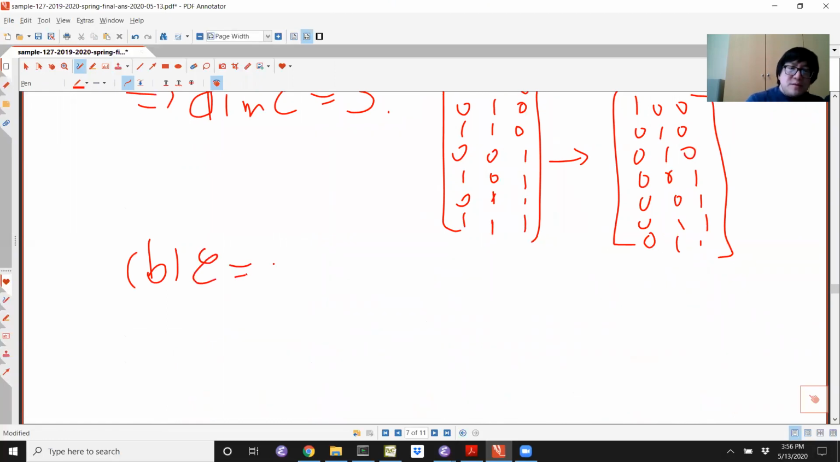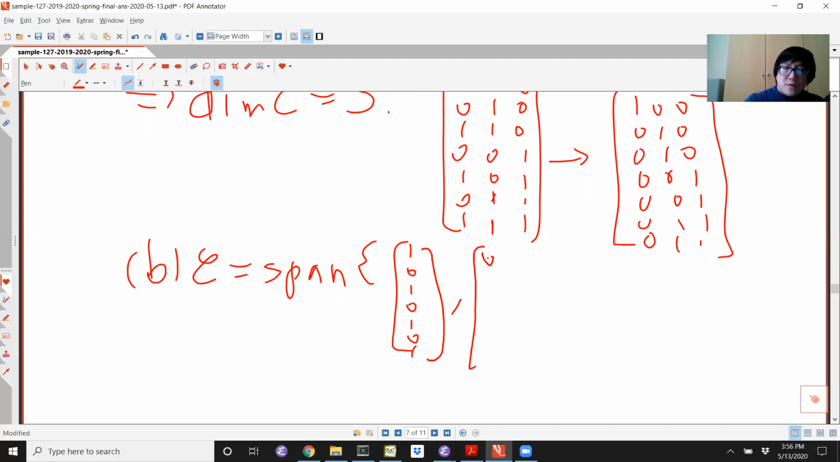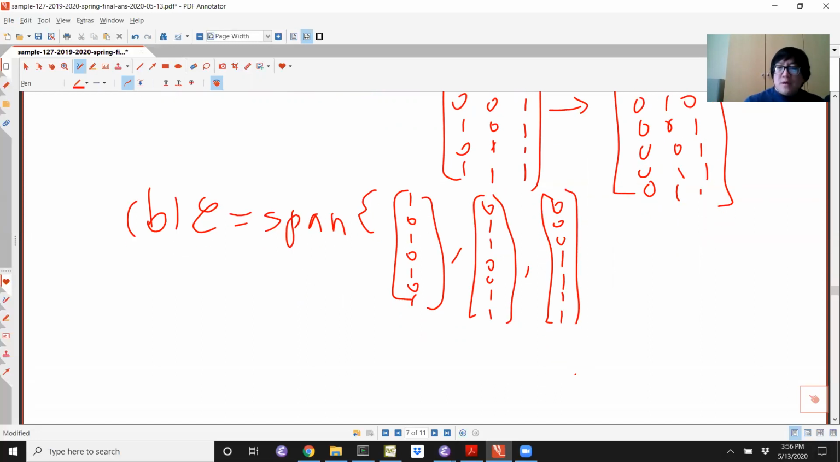C is the span of the columns of G. Actually, I better write out those columns. 1 0 1 0 1 0 1, comma 0 1 1 0 0 1 1, and then 3 zeros, 1 1 1 1. So let's call these V1, V2, V3.